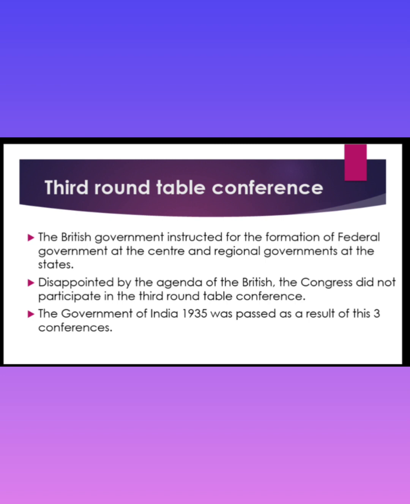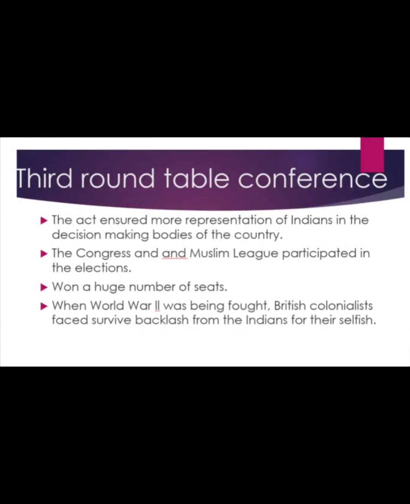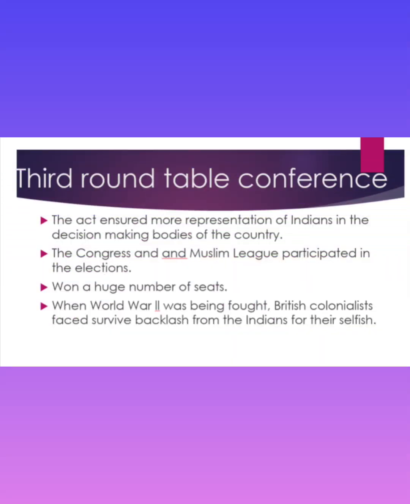The British brought in the Government of India Act in 1935. According to the Government of India Act 1935, it provided for a federal structure at the center and regional autonomy at state level. Political rights were now available for Indians. As a result, the Congress and Muslim League participated in the elections. The Congress gained majority and formed the government.